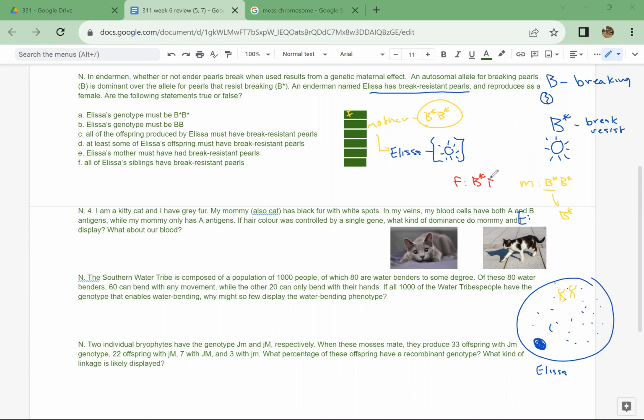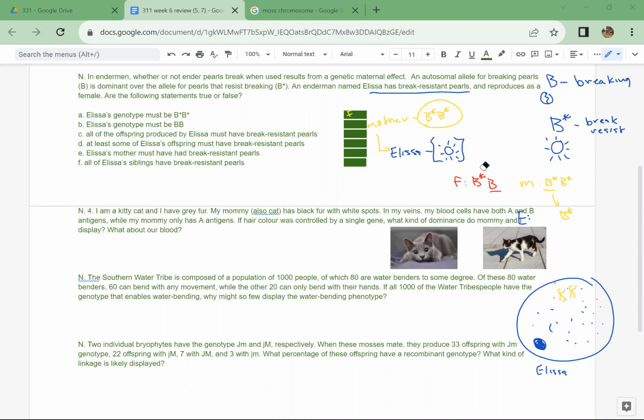It could also be that Elisa's father was B star B, and he did give the B star, resulting in B star, B star. Or once again, because we know that in meiosis it's for the most part random whether a parent gives one allele versus the other, the father could instead have given the B allele, resulting in Elisa being B star B. We simply aren't given enough information. So we cannot say for sure that Elisa's genotype must be B star B star.